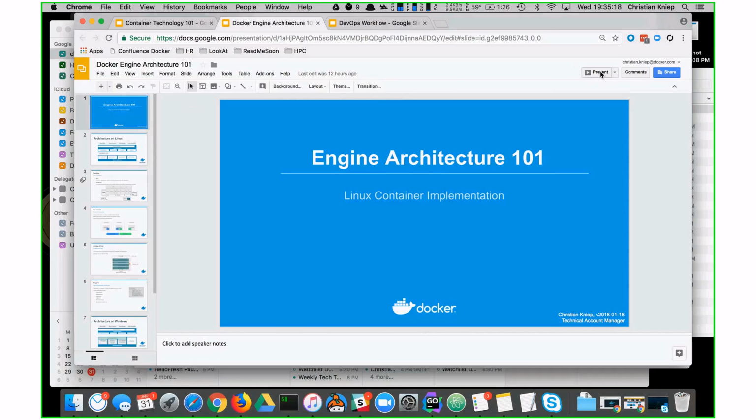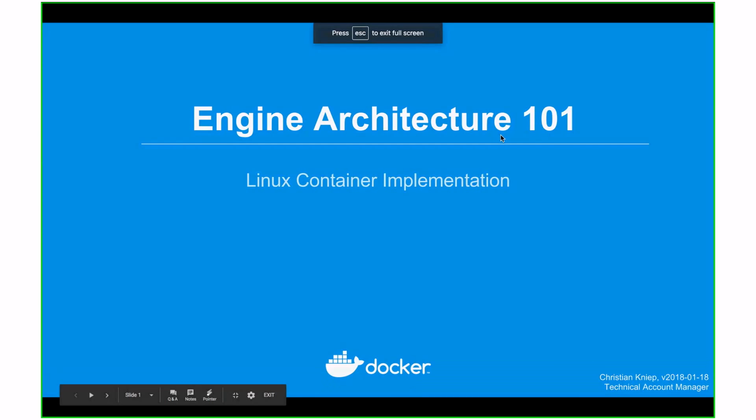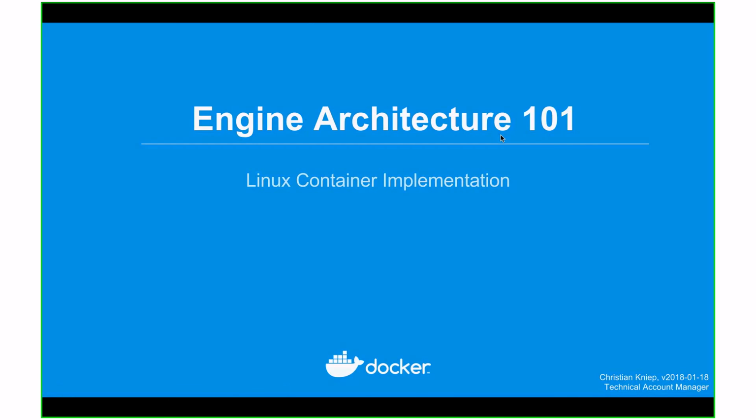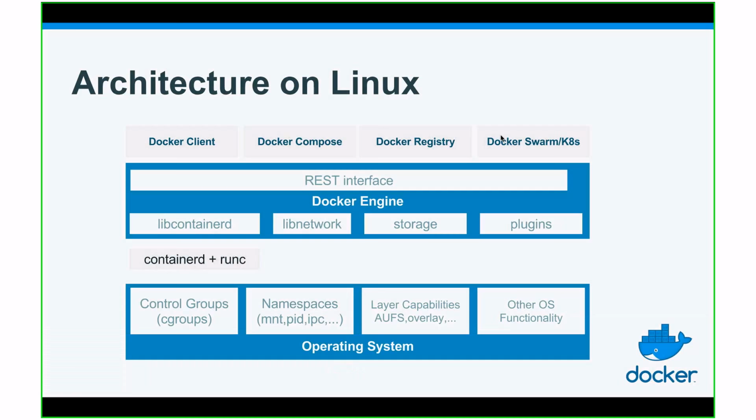But how can we use these technologies to make something work? So a little word, and it's only 4 slides or so, about the engine architecture. If you want to use these container technologies that are in the Linux kernel and you want to make it work, you need somehow to bundle it up. And we see here on the bottom, the operating system provides C groups, namespaces, and layer capabilities, and other stuff. And the Docker engine, for instance, as one example of an engine, uses runc and containerd and some other libraries and tools to make it so that you can create a container, start a container.